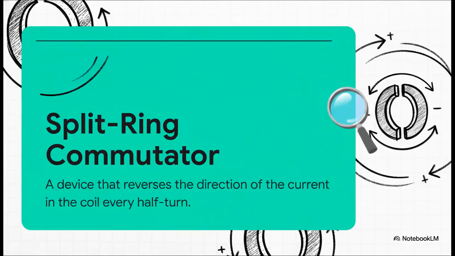So what does it actually do? Well, its job is brilliant, and it's simple. Every single time the coil does a half spin, the split ring commutator reverses the direction of the current flowing through it. That little trick is the secret to continuous motion.